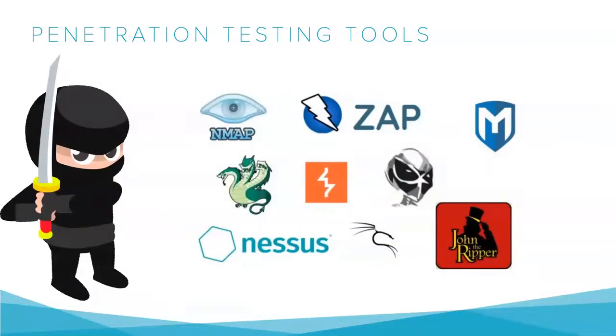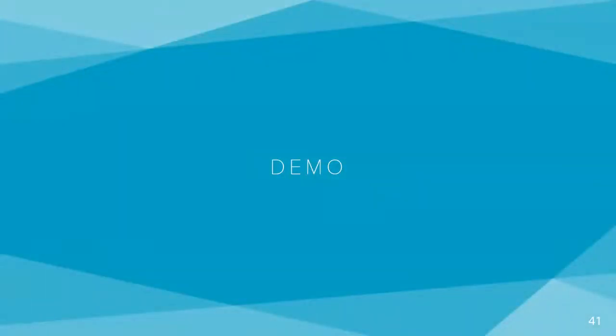Let us now look at a few of the penetration testing tools which are available in the market. They are Network Mapper, Burp Suite, ZAP, John the Ripper, Hydra, Nikto, Nessus, Kali Linux, and Metasploit. We now have a small demonstration on a few of the cybersecurity risks.